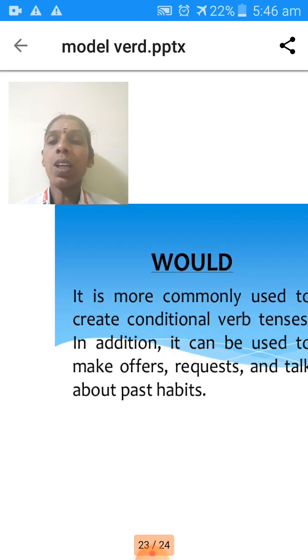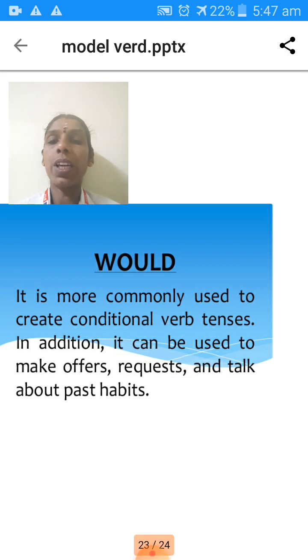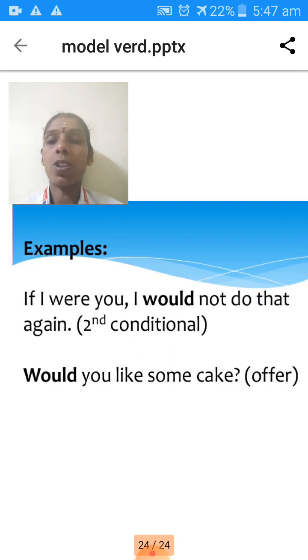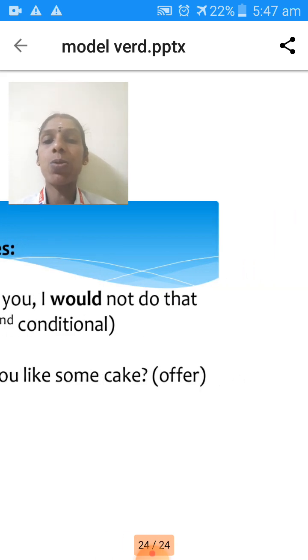Would. It is more commonly used to create a conditional verb or tenses. In addition, it can be used to offer, request, and talk about past habits. If I were you, I would not do that again. It is a second conditional clause. In if clauses, we are using the second conditional clause. Would you like some cake? It is an offer. Like that, we have would.